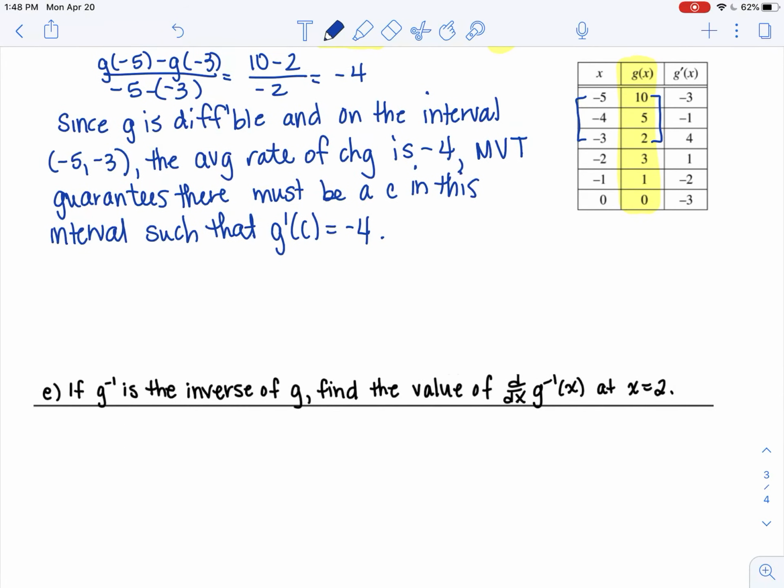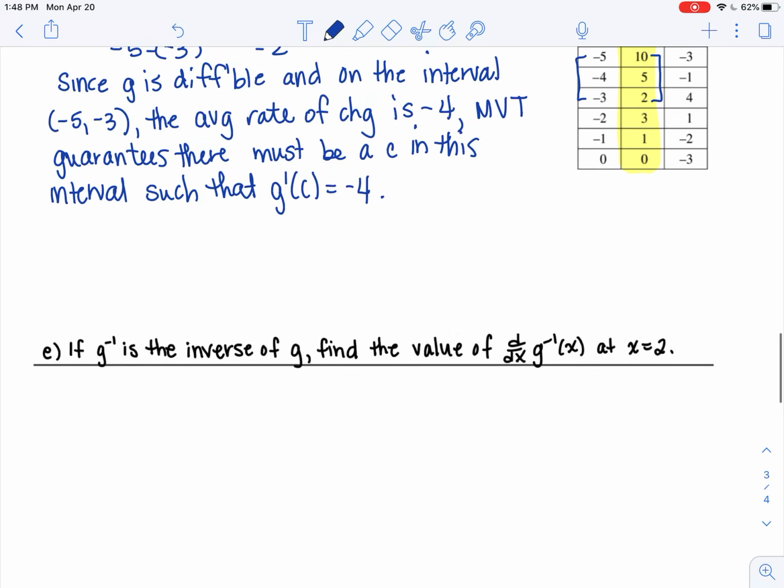Okay, so for the last part of this, I just want to recap how to do a derivative of an inverse function. It says if G inverse, that's what the little -1 is, is the inverse function of G, find the value of the derivative of G inverse of x at x equals 2. When they tell you x equals 2, that's technically an x for the inverse function. So what this really means is that G of x equals 2. I think what we had done, instead of calling it G of x, was call it G of a equals 2.